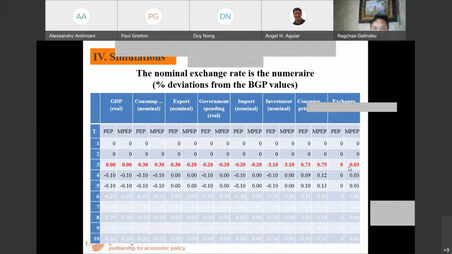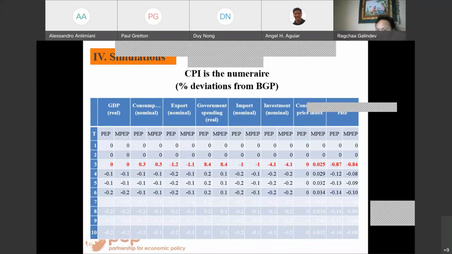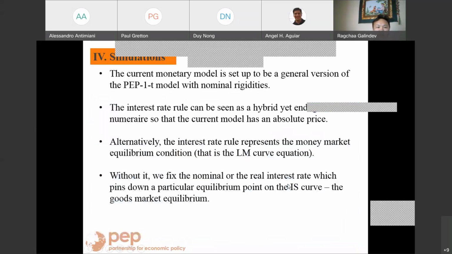And the next one is the CPI as the numeraire. So the central bank cares only about the CPI inflation rate, the inflation gap. Again, results are very similar. So you can see this.